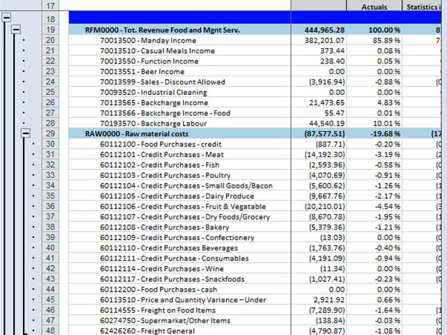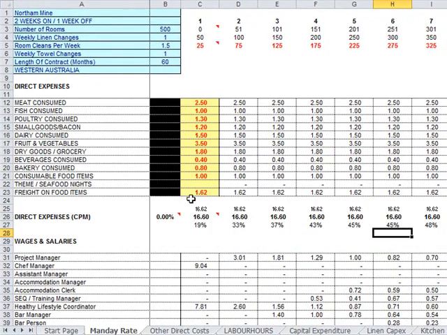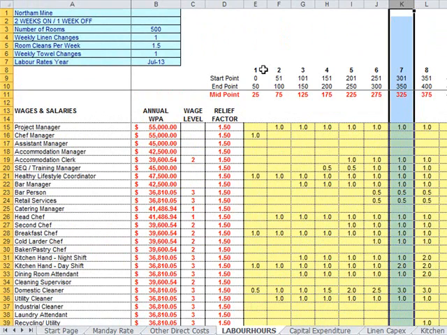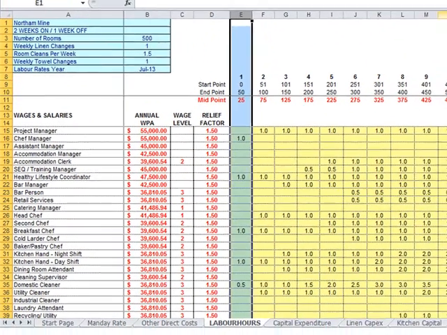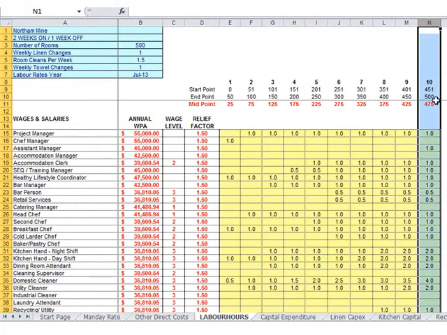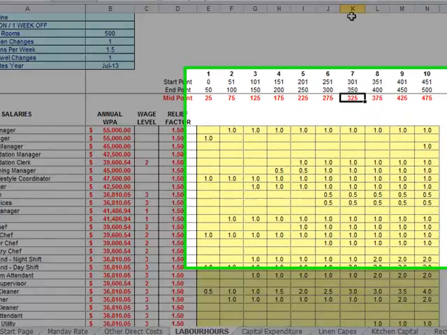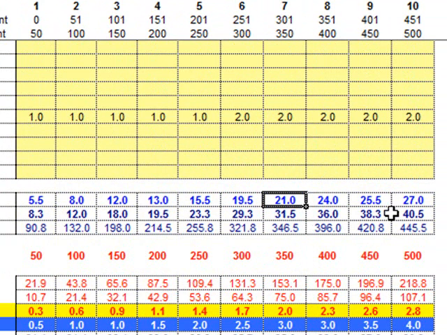So we're just going to have a quick look at a man day rate or a manning schedule here. So I just talked about labour. Here we have the different increments going from if there's 0 to 50 people accommodated all the way to if there's 451 to 500 people accommodated on site. So for argument's sake, if we took this increment here, 301 to 350 people accommodated on site, looking at the midpoint, which is your break-even point, there should be roughly 21 people on site.